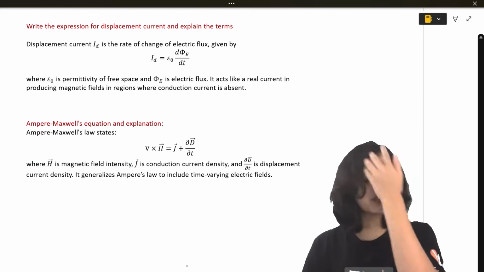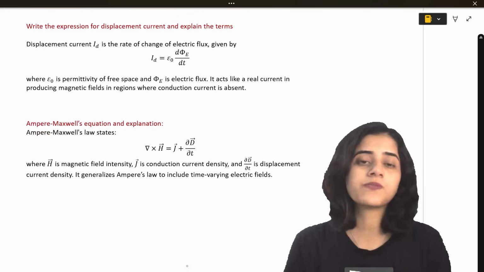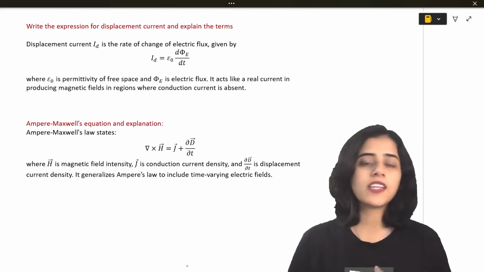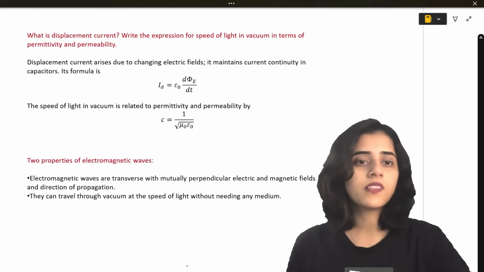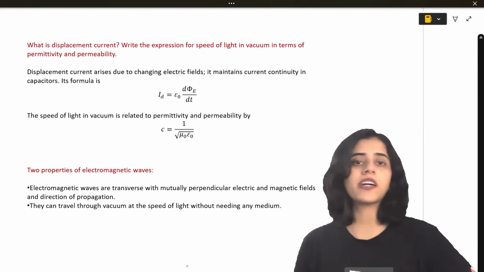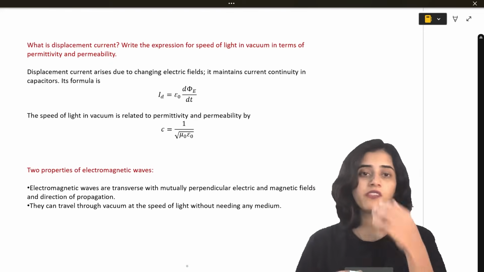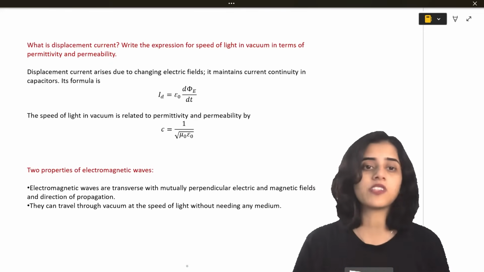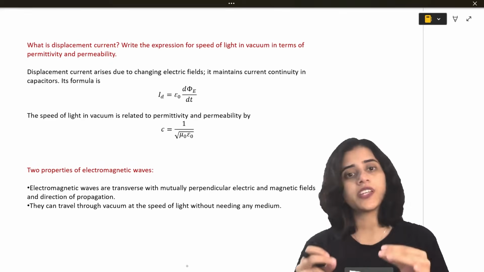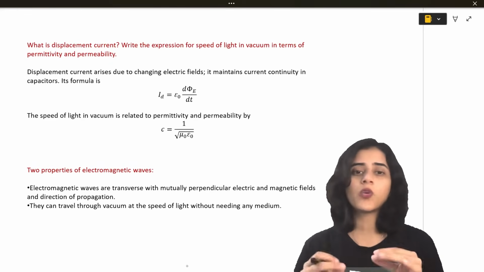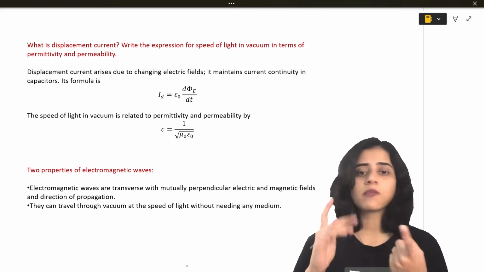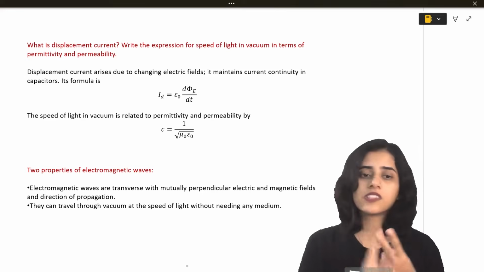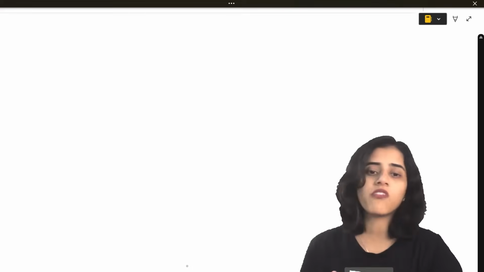Next, write the expression for displacement current and explain the terms. What is displacement current? ID is equal to ε0 dΦE/dt. Write the expression for speed of light in vacuum in terms of permeability and permittivity. C is equal to 1 by square root of μ0 ε0. Two properties of electromagnetic waves: they are mutually perpendicular, and they have the same speed, the speed of light, when they travel in vacuum.